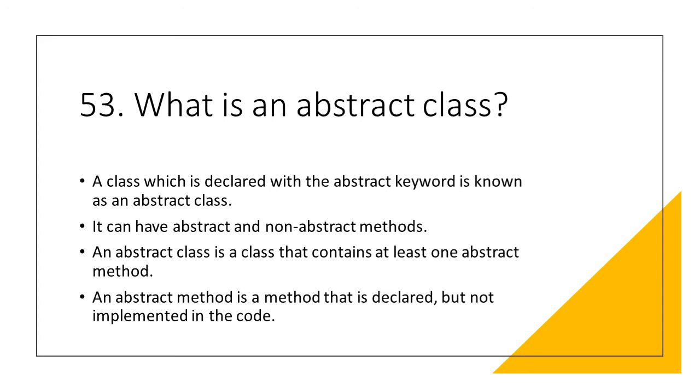What is an abstract class? A class which is declared with the abstract keyword is known as an abstract class. It can have abstract and non-abstract methods. An abstract class is a class that contains at least one abstract method. An abstract method is a method that is declared, but not implemented in the code.